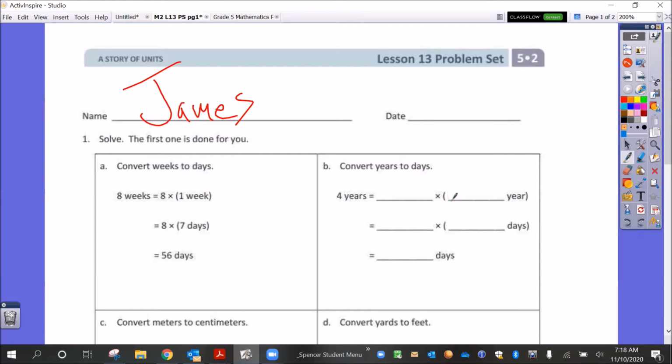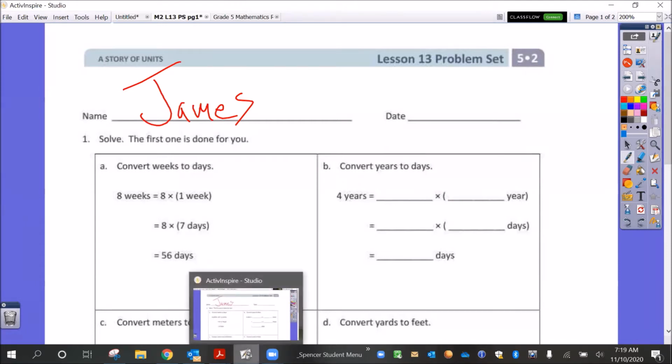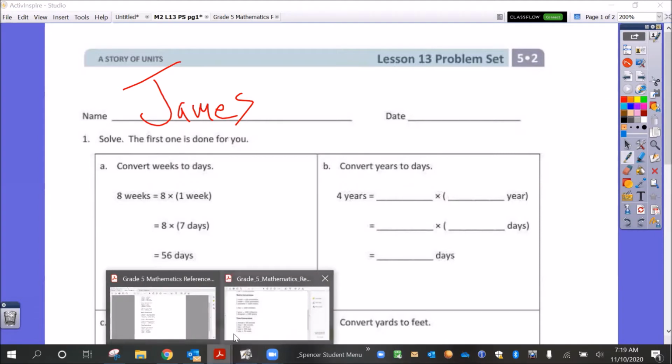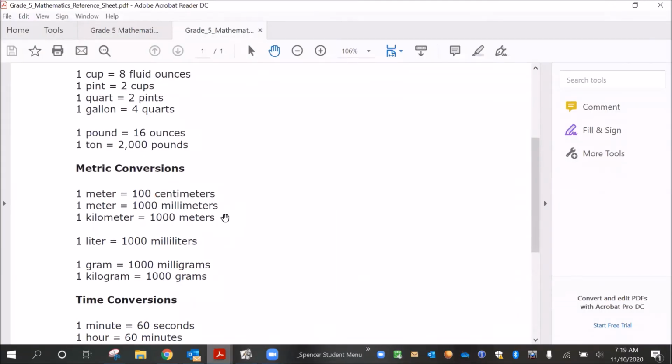And we can see that A says convert weeks to days. So how many weeks or how many days are in a week? Well, if we didn't know that, we could check to see if it's on our conversion chart.